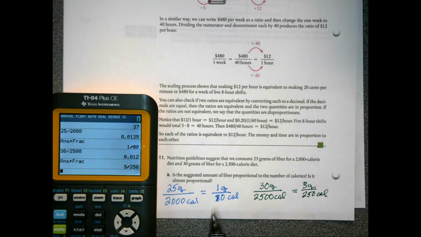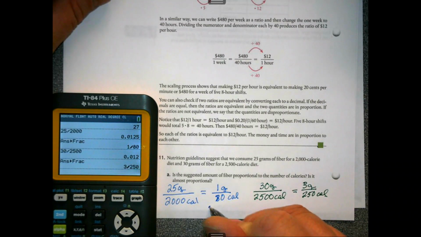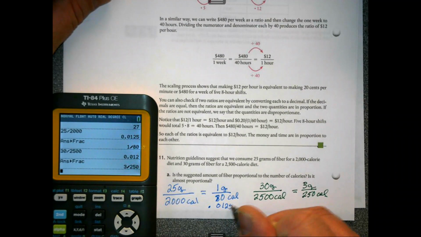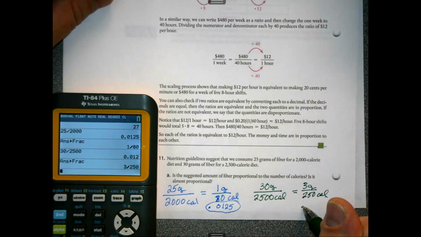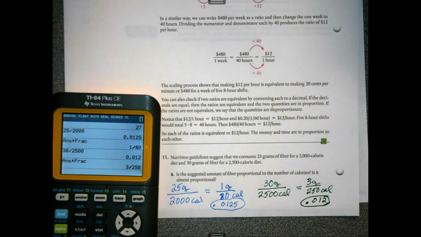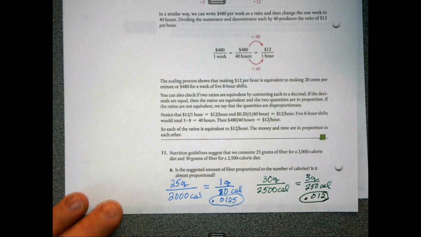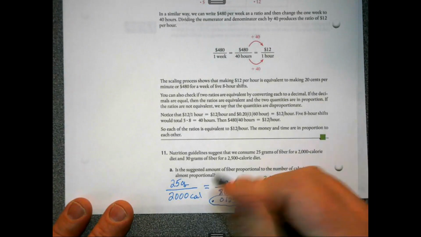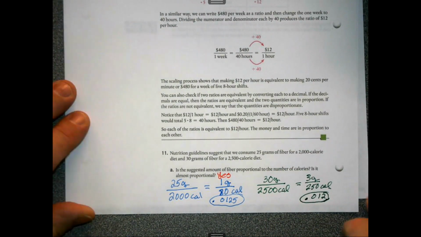So let's compare the decimals. Okay. So this one was 0.0125, right? And this one was 0.012. Hey, look at that. Is it almost proportional? Why, yes, it is.